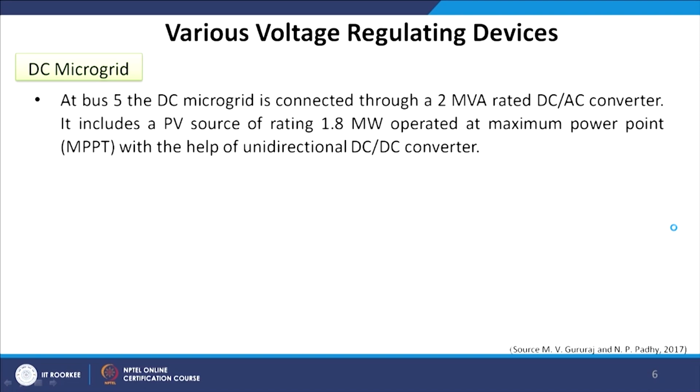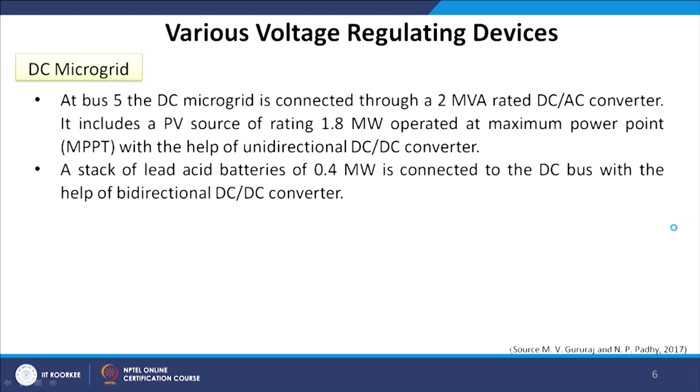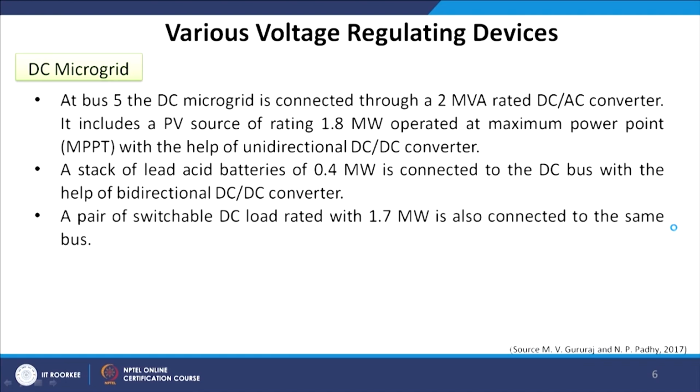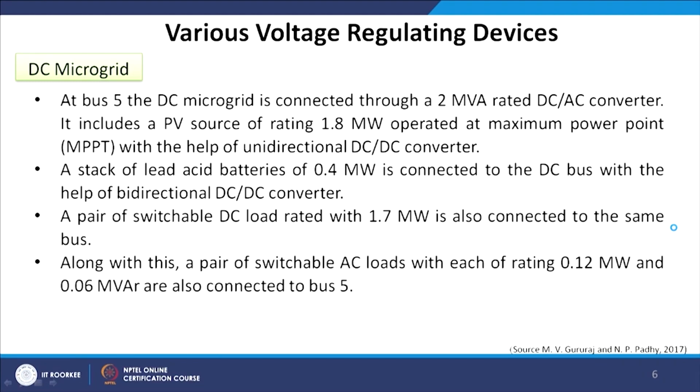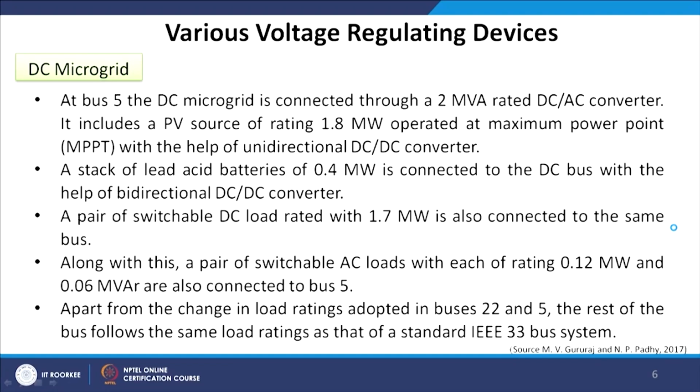It includes a PV source of rating 1.8 megawatt operated at its MPPT with the help of a unidirectional DC-DC converter. A stack of lead acid batteries with capacity 0.4 megawatt is also connected at the same bus. A pair of switchable DC loads rated 1.7 megawatt is also connected at the same bus. Along with this, a pair of switchable AC loads, each rated 0.12 megawatt and 0.06 MVAR, is also connected at bus number 5.